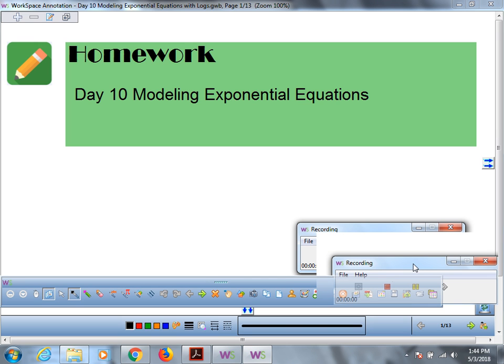Okay, so let's finish up our modeling of exponential equations, and then we're going to get into properties of logs, and then that will be it for this unit.